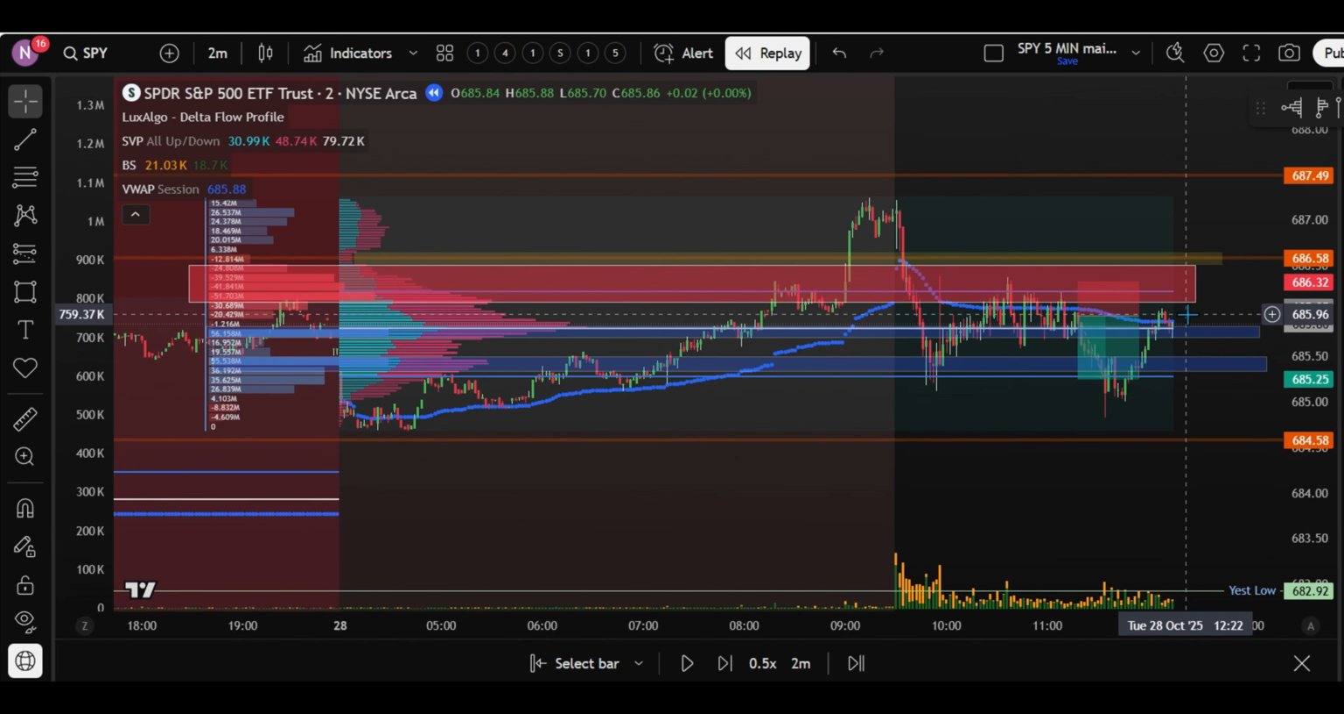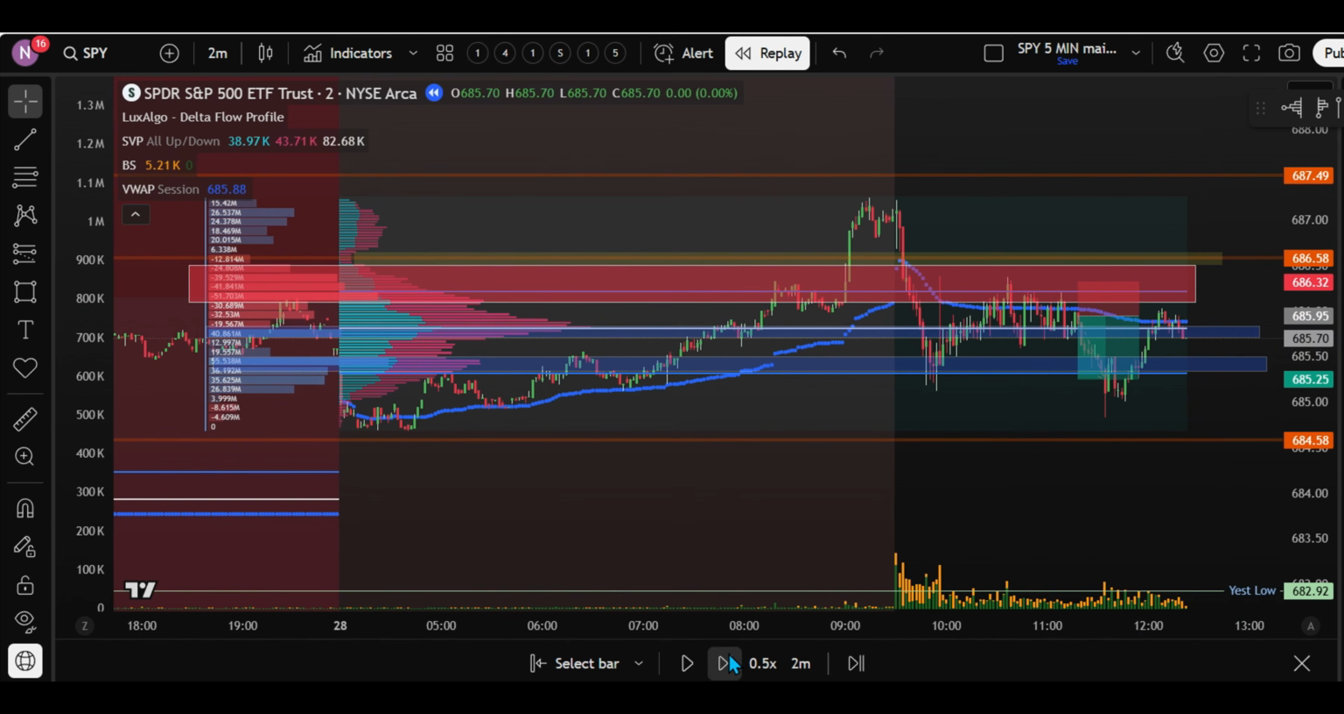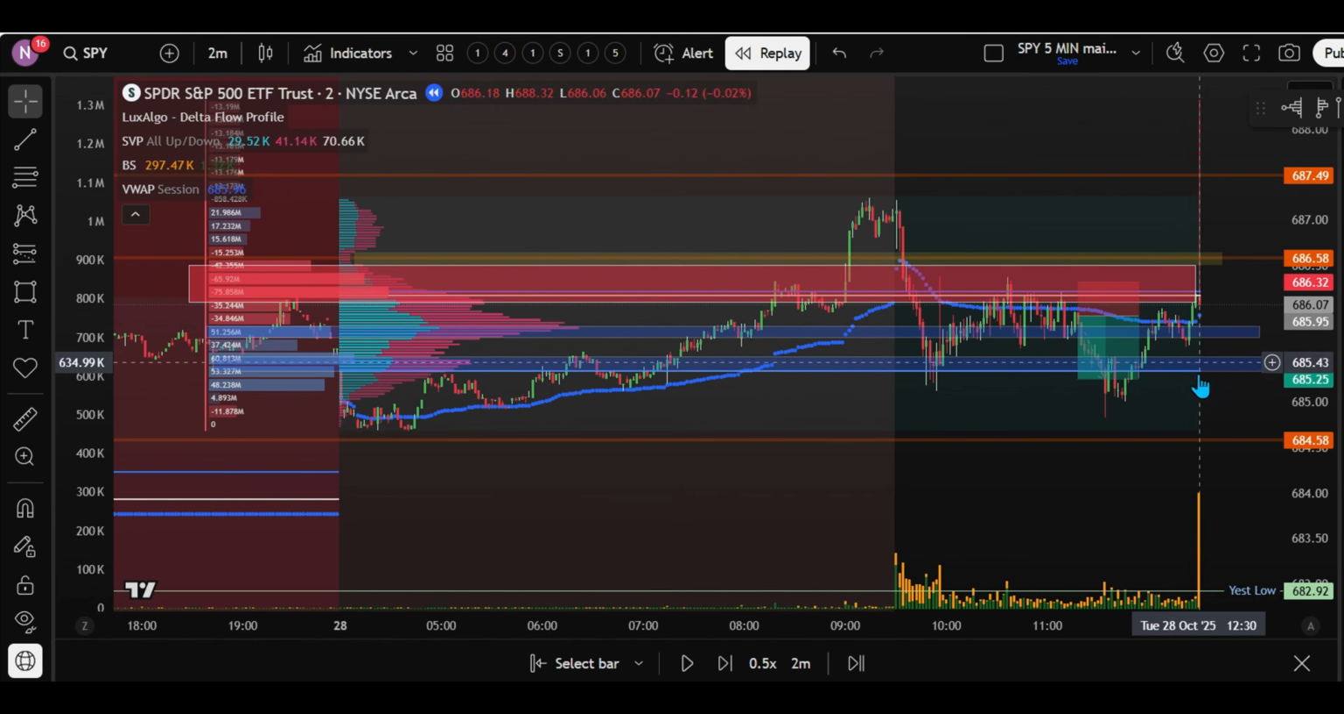If price were to come up here, I would probably be okay trying my hand on a long trade with a close stop under this bar here, making sure that we do get some buyers actually coming into the market.